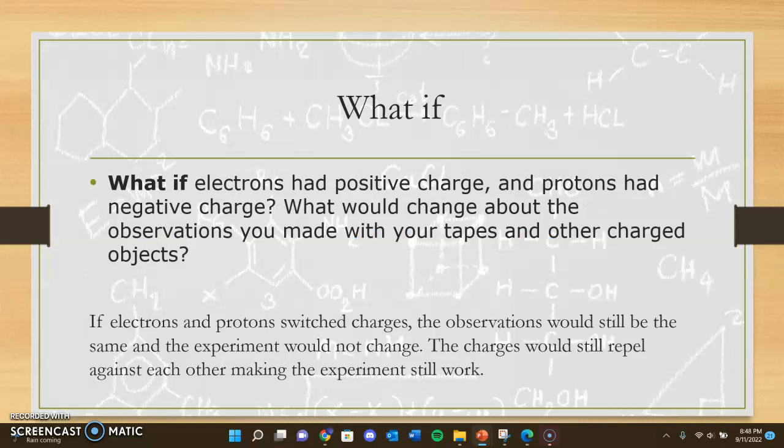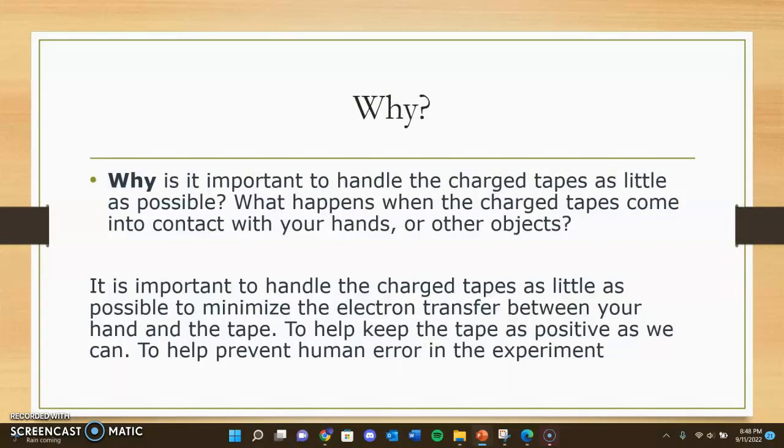For a what-if statement, what if the electrons had a positive charge and protons were negative? Well, this would not really affect the experiment at all, because the charges would still repel each other, and this experiment would still work.